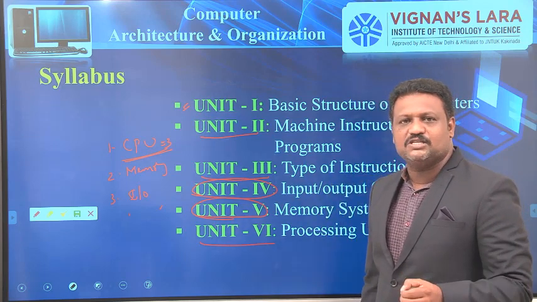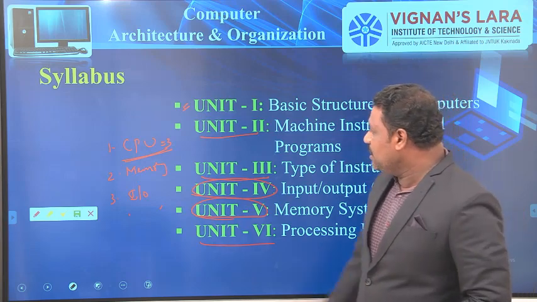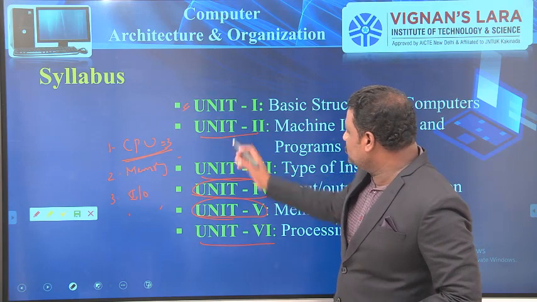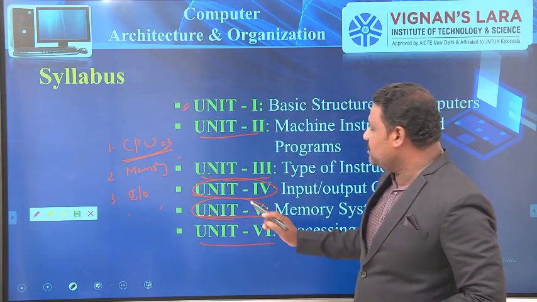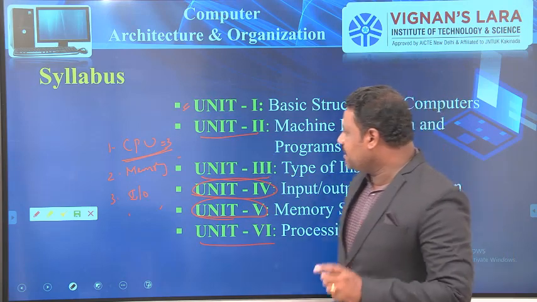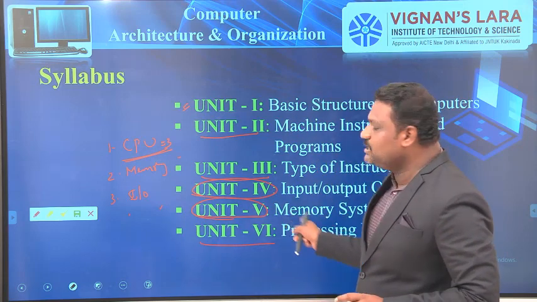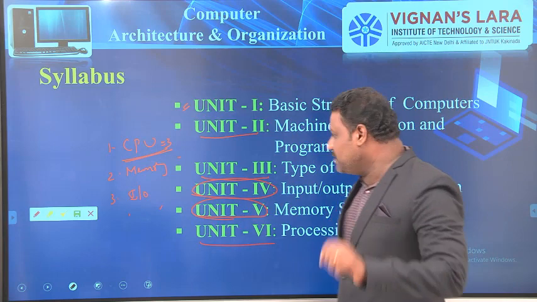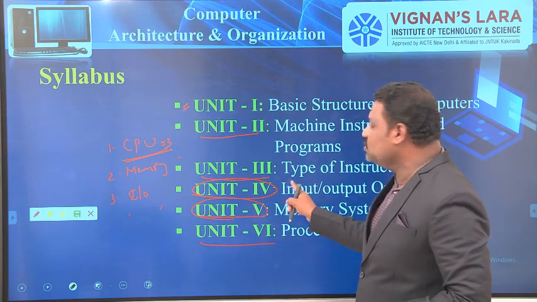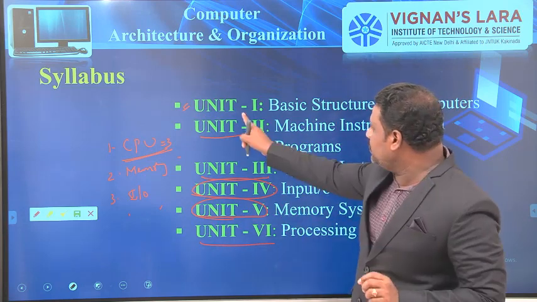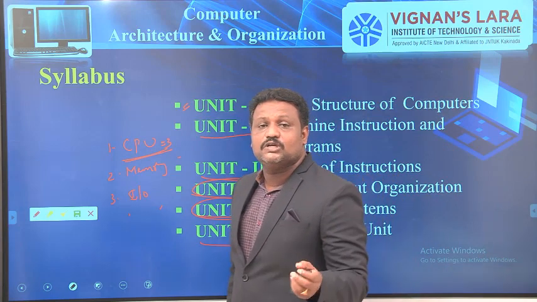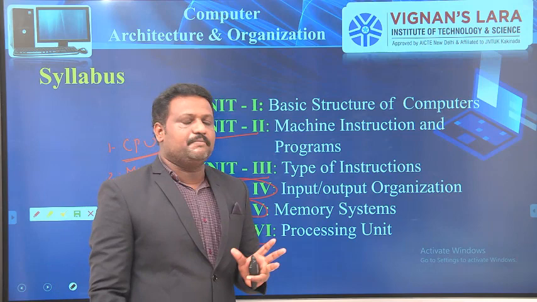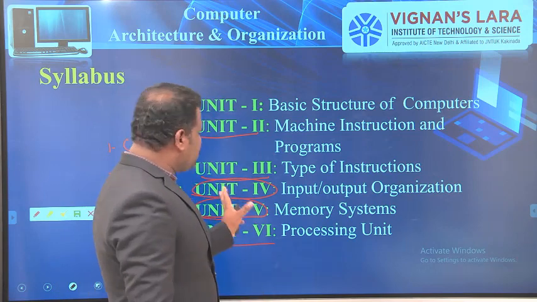I hope you understand. Out of 6 units, 3 units completely discuss the CPU. Those 3 units are unit 2, unit 3, and then unit 6. Coming to the memory, we have 1 unit in our syllabus, that is unit 5. And for I/O devices, we have 1 more unit, that is unit 4. And unit 1 gives the basics regarding our subject, our computer system. Fine. This is the syllabus.